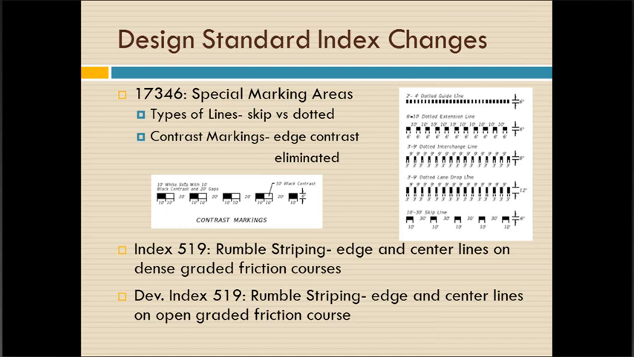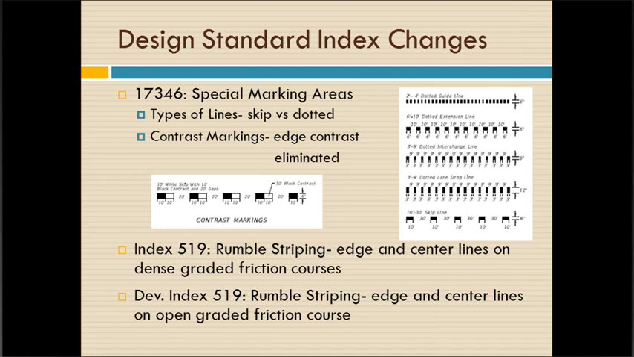But rumble striping on dense graded friction course is very predictable. You can set the stop and, by and large, it will fall within a 3/16 of an inch max-min area. So index 519 is put out there because we know exactly what's going to happen for dense graded friction course and what we do when we set the stop for dense graded friction courses.